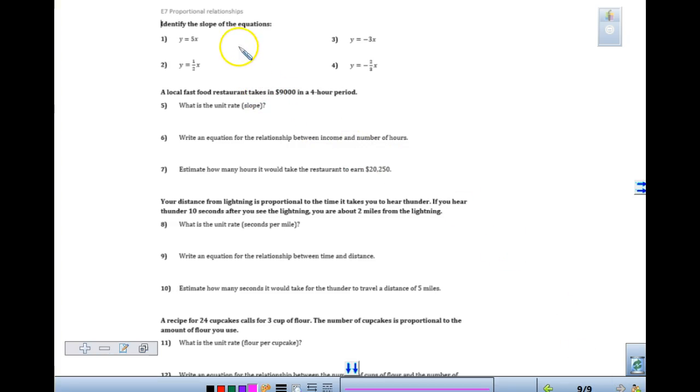Your homework is just 1 page of E7. You are asked to first identify the slope. Does the slope ever have an x with it? Yes or no? No. Slope is simply a ratio. There is never an x with our ratio. Okay? Slope is simply a ratio. This next part tells you you're looking at this part. $4,000 for 4 hours. Find the slope or the unit rate. You've done this.